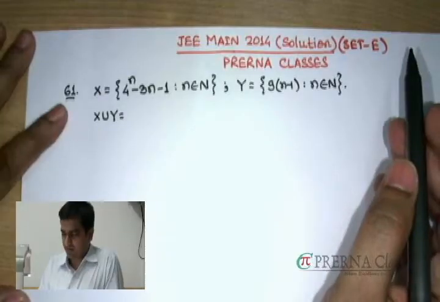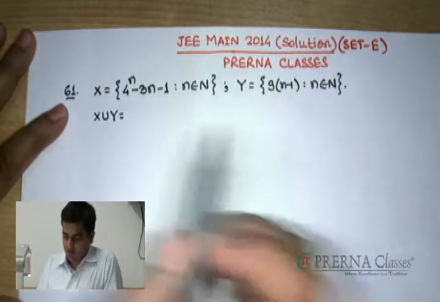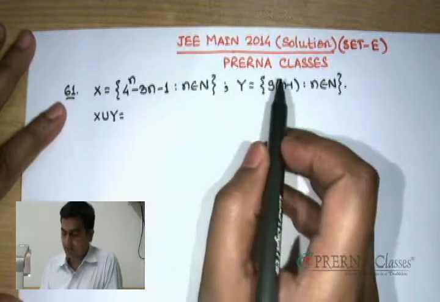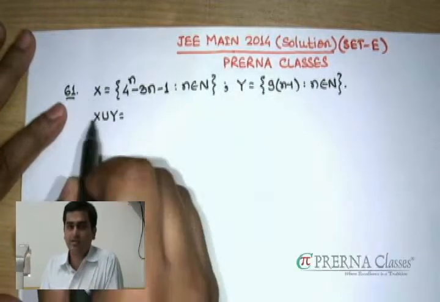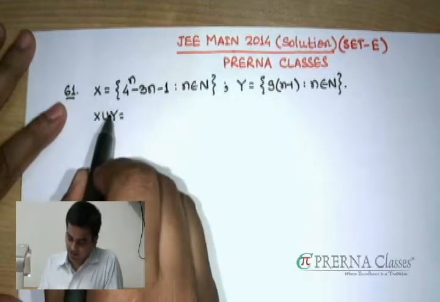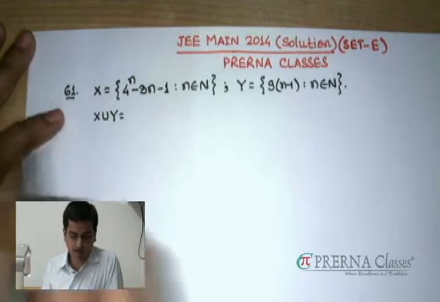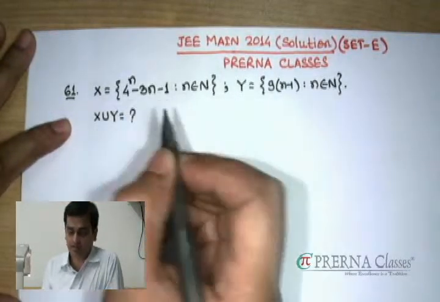Okay, now let's discuss JEE Main 2014 solution. And the paper which I am going to discuss belongs to set E. In the first problem of that set, there are two sets given, set X and set Y, and ultimately you have to figure out X union Y is related with what? There are four options related with X, Y, natural numbers and Y minus X.